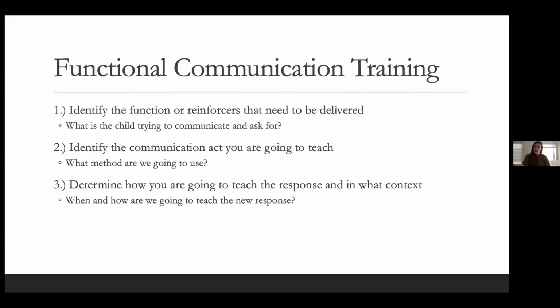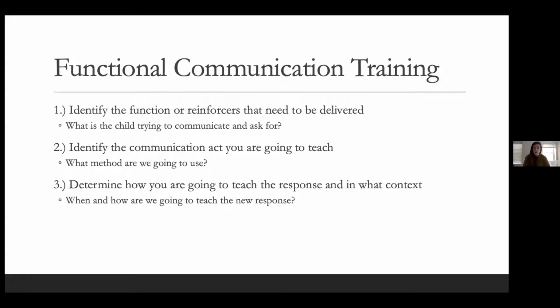So there's a couple of basic components of FCT. The first thing that we need to do is identify the function or reinforcers that need to be delivered. So this is kind of figuring out, why is the behavior occurring? We want to figure out, when we're identifying the function, what the child is trying to communicate and what they are asking for in their environment.